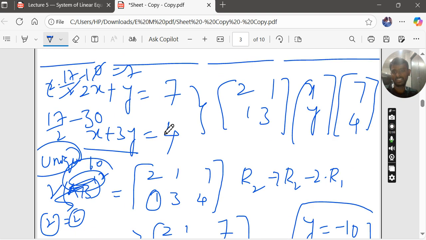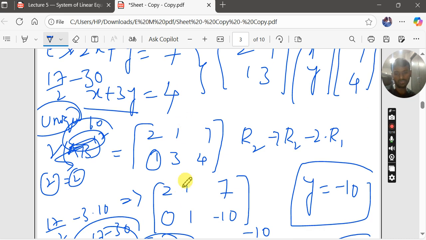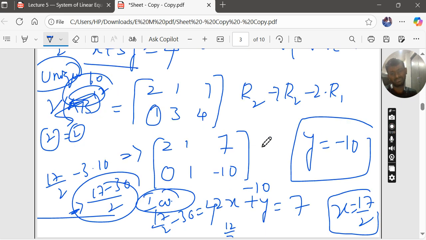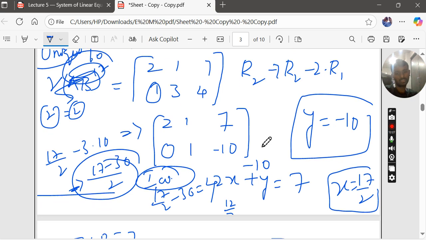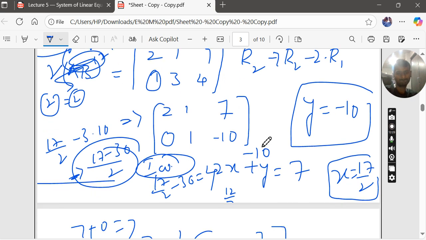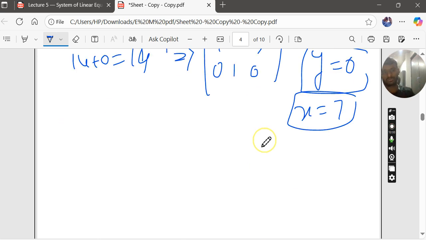x plus y, 2x plus y equal to 7 and x plus 3y equal to 4. 7 4 2 1 7 1 3 4. When you want to make 0 here, 14 minus 10, it is correct. y equal to minus 10, and 2x plus y. Okay, we will see that problem later.